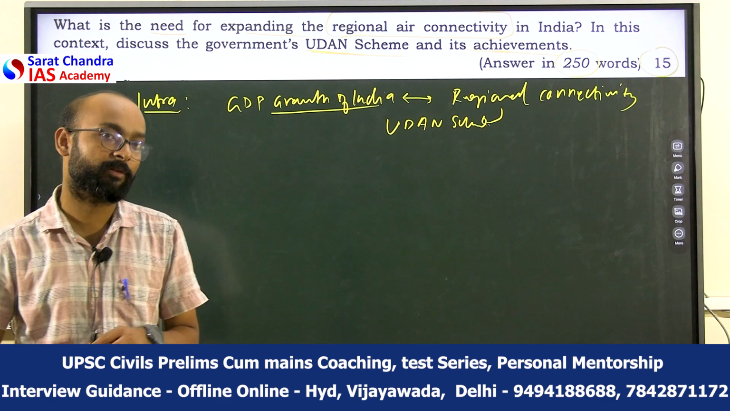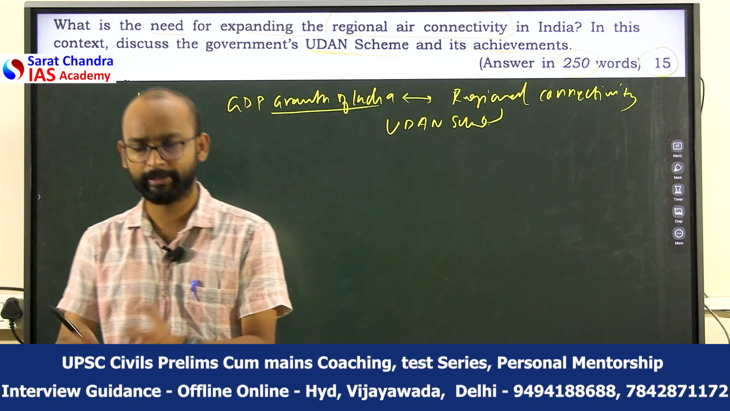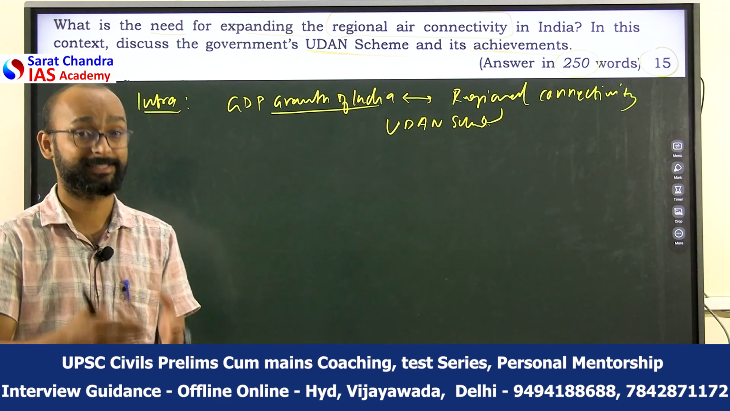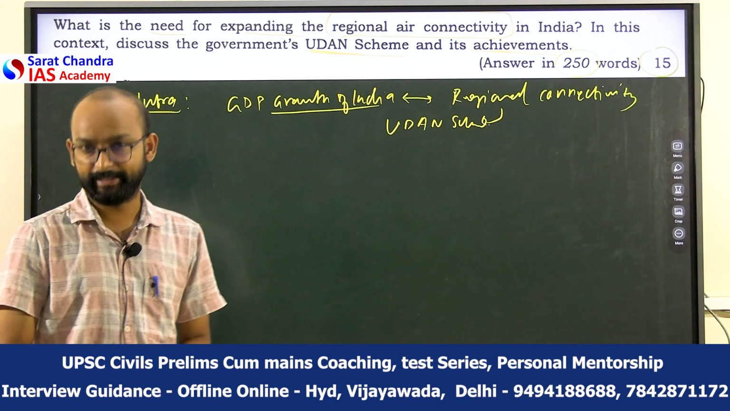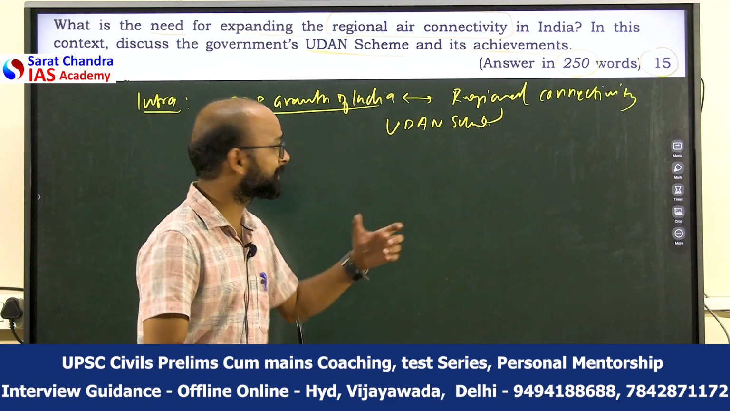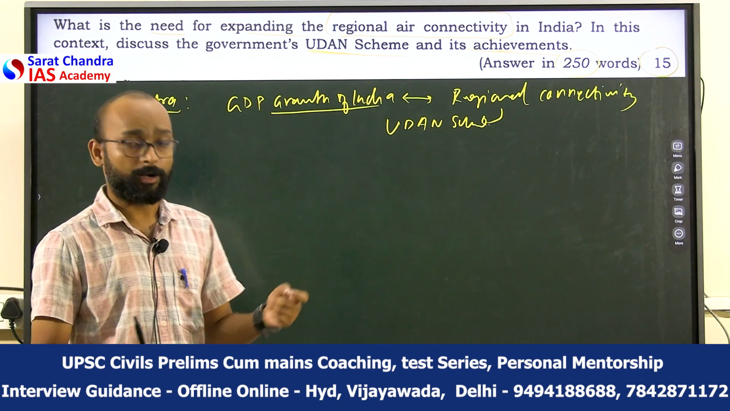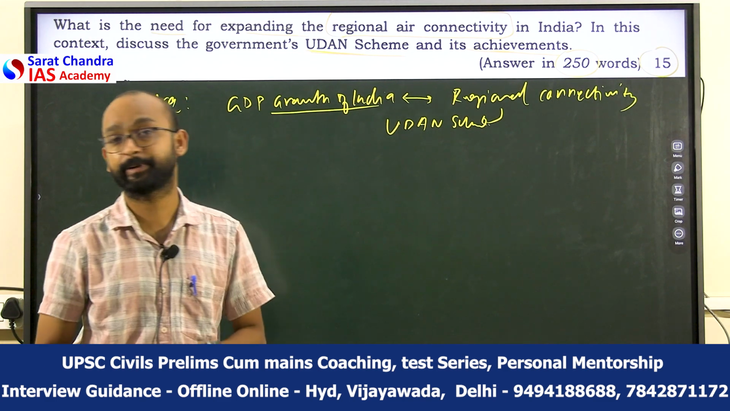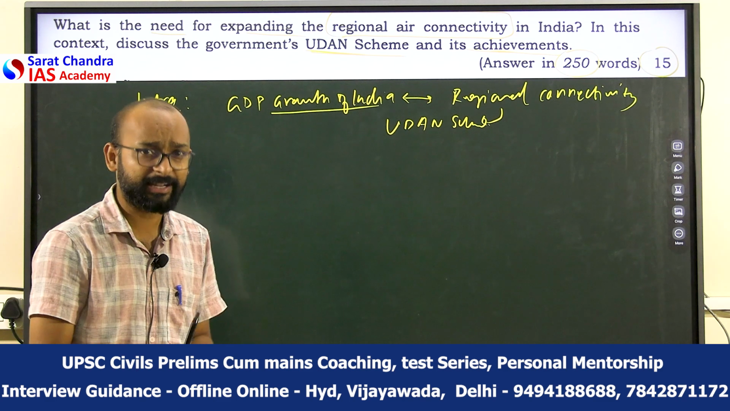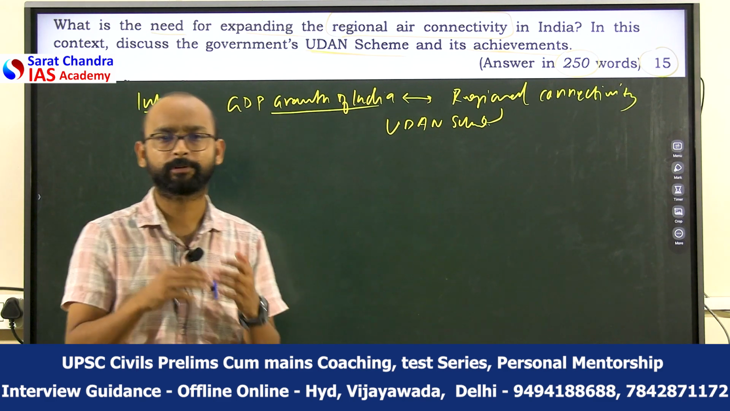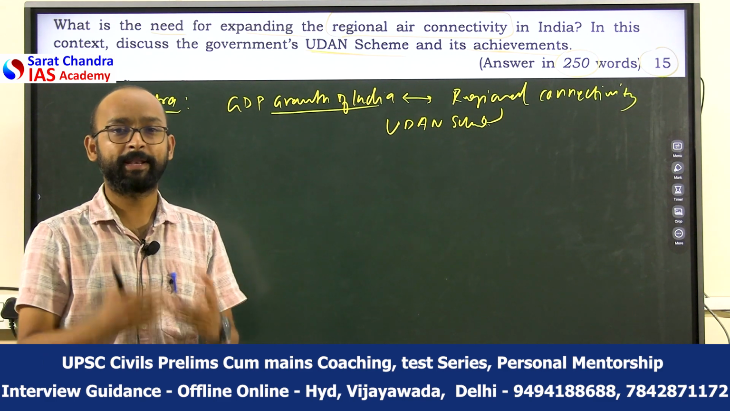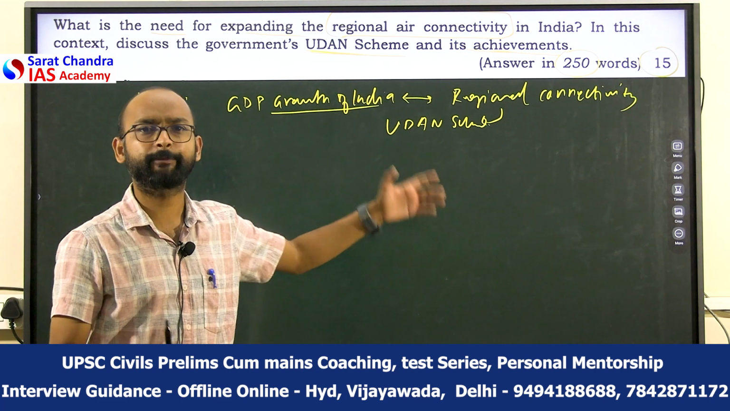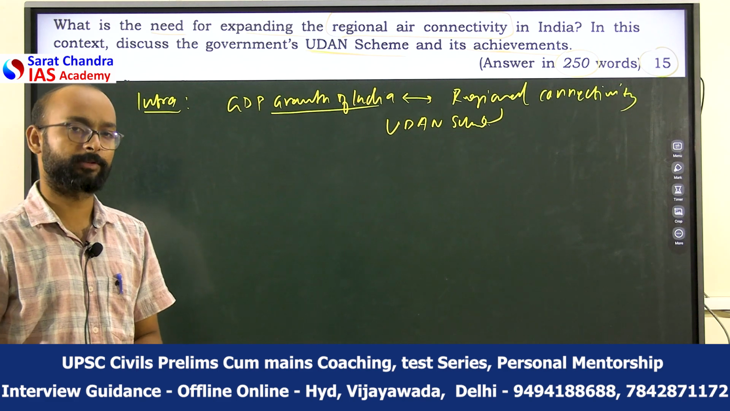per capita income of Indian people, especially as we know from the World Bank report, our middle class population is rising, especially in tier 2 and tier 3 cities. In order to achieve that higher GDP growth rate, regional connectivity is very essential. In this regard, a government initiative like the UDAN scheme plays a very key role in achieving regional air connectivity. That way also you can start this particular question.